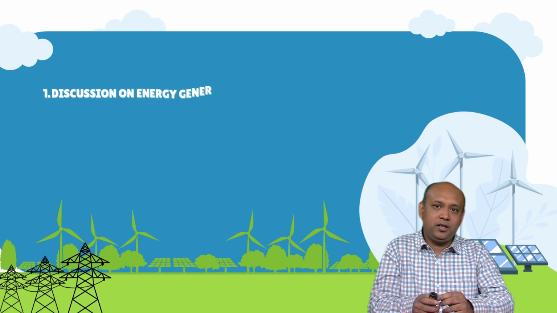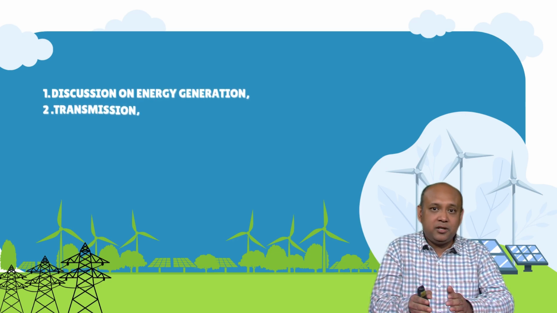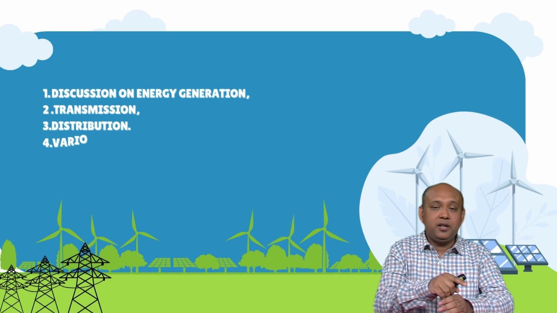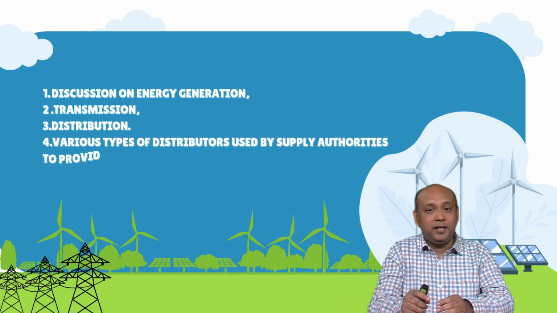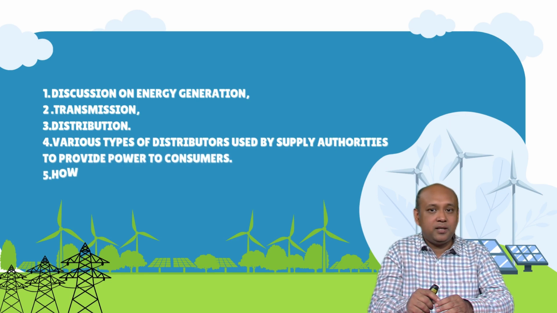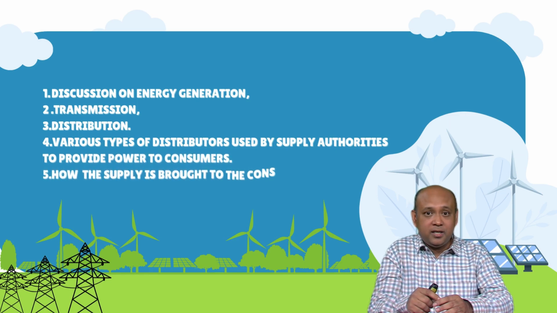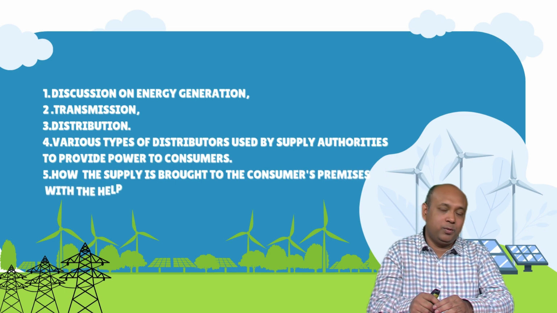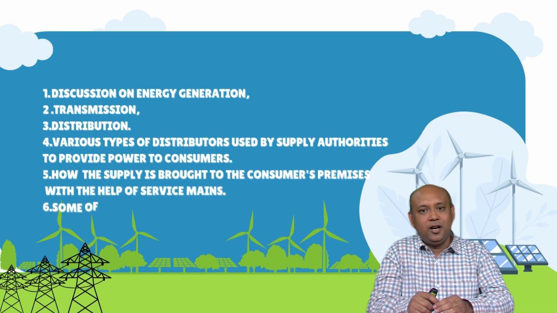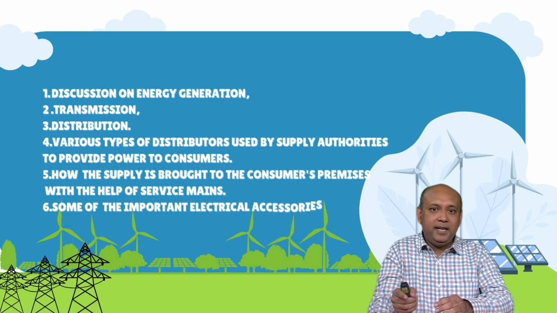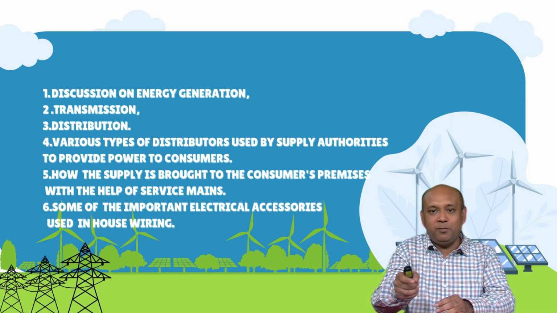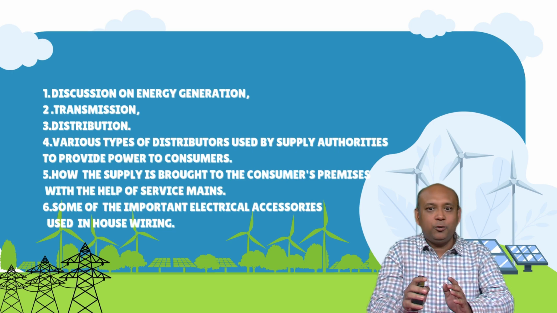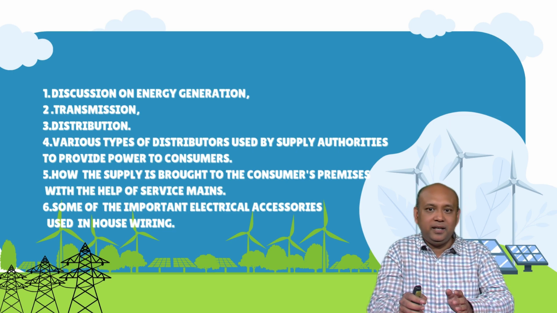In this lecture, we started with a discussion on energy generation, transmission and distribution. Then we explored the various types of distributors used by supply authorities to provide power to consumers. After that, we learned how the supply is brought to the consumer's premise with the help of servicemen. Finally, we covered some of the important electrical accessories used in house wiring.